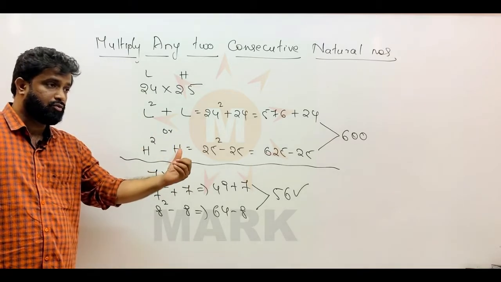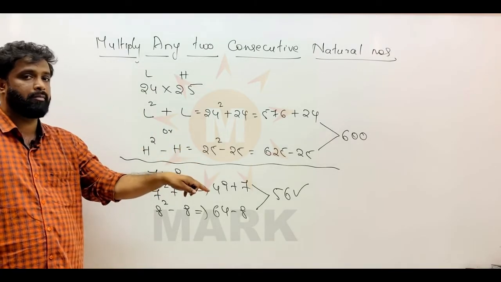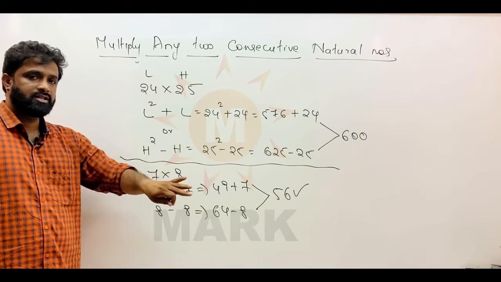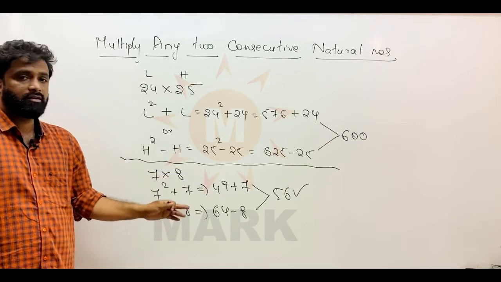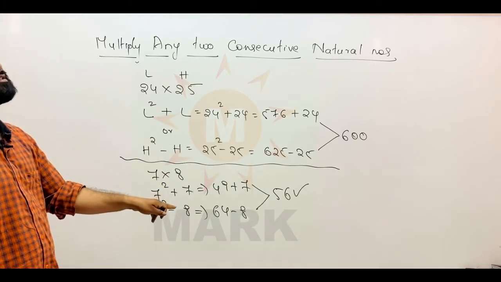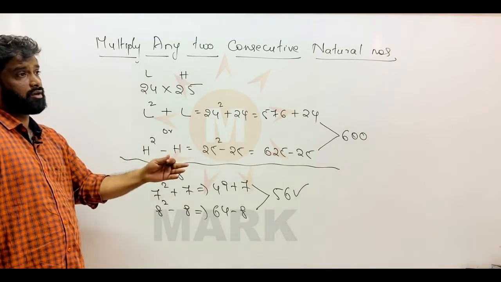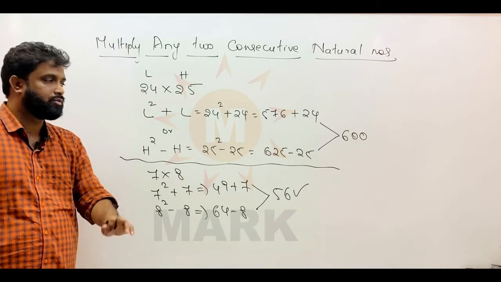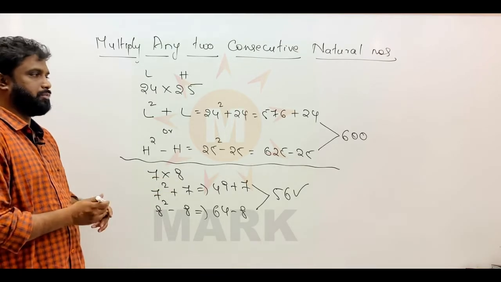The previous case was how to multiply any two consecutive even numbers or odd numbers. What is the technique for that? Take the middle number, square it and minus 1. So this is for multiplying any two consecutive natural numbers. Now how to apply this in the exam, how the multiplications will be given, particularly in exams where a calculator is not allowed. Now I will discuss an example.